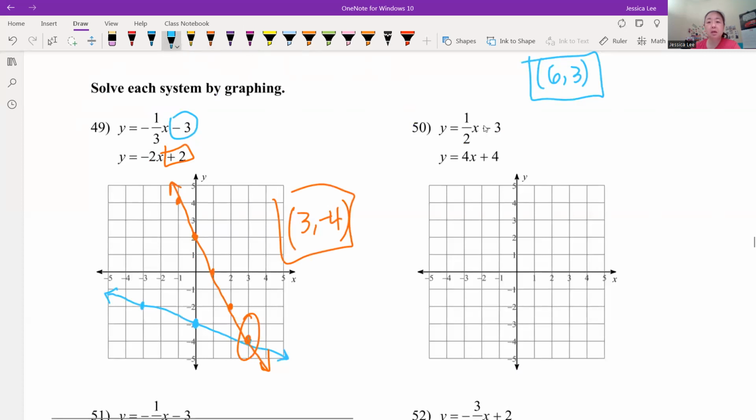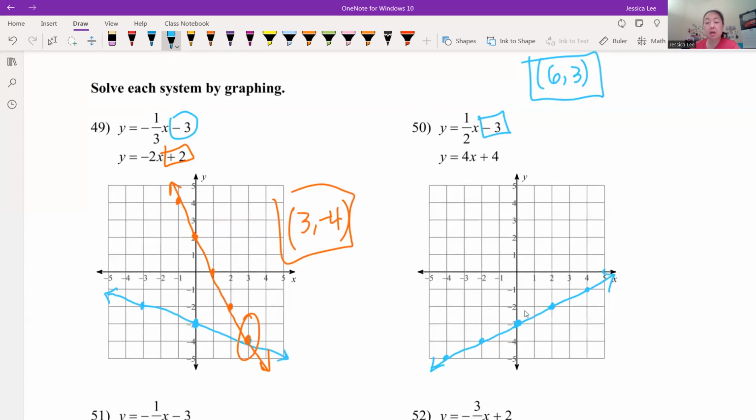All right, we'll try this again. So we're going to start at negative 3, so on the y-axis, negative 3. Slope is positive 1/2, so it's up 1 to the right 2. Up 1 to the right 2. All right, we're going to just cross this.